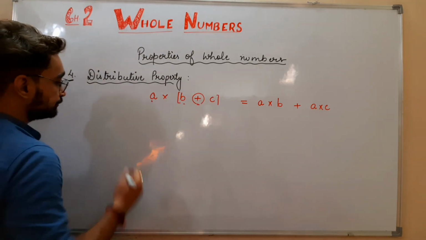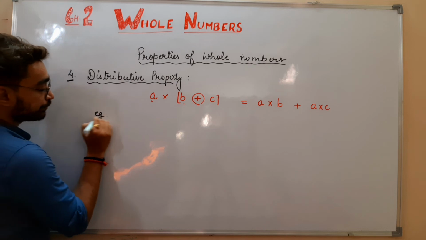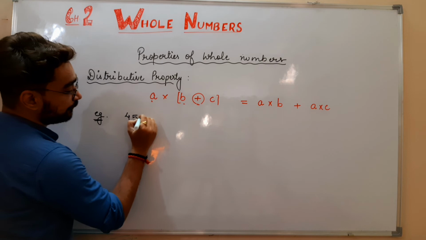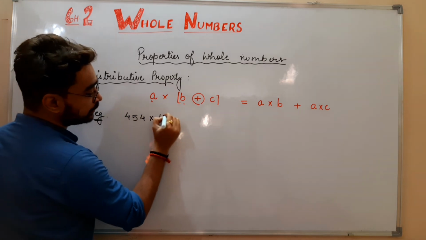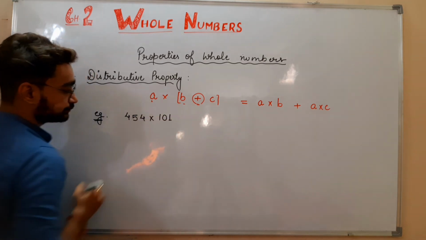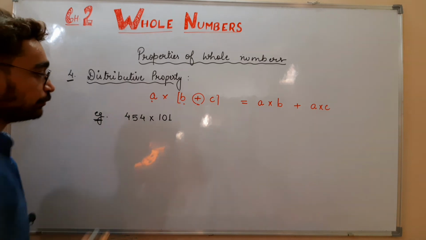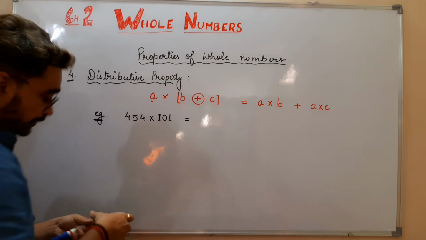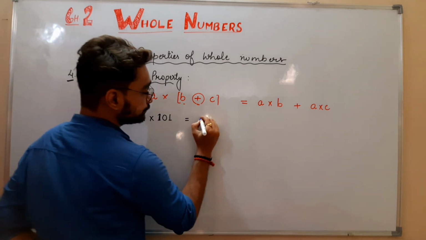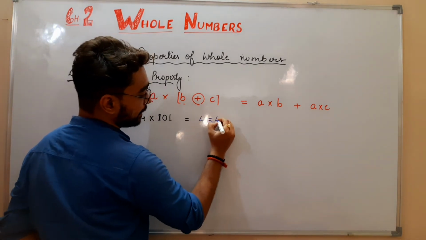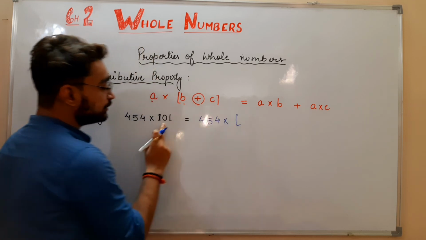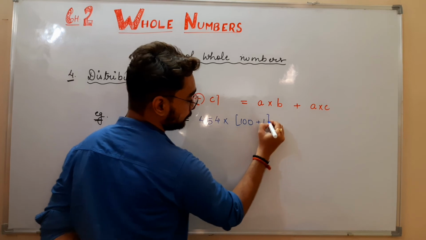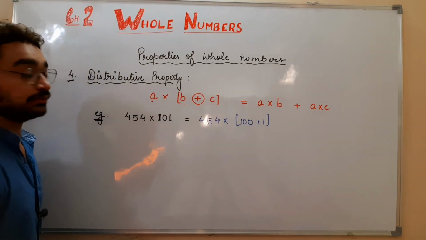Example, multiply 454 into 101. Now what I will do is that 454 into this 101 can be written as 100 plus 1. This can be written as 100 plus 1.